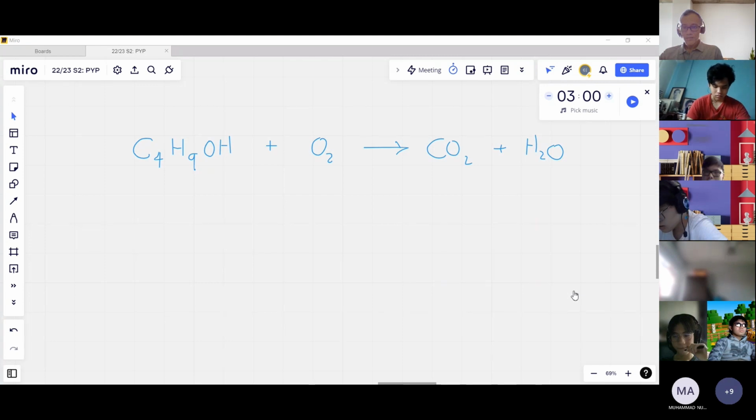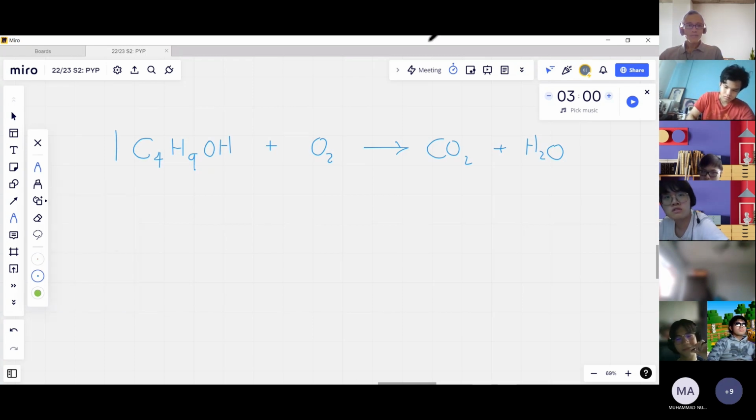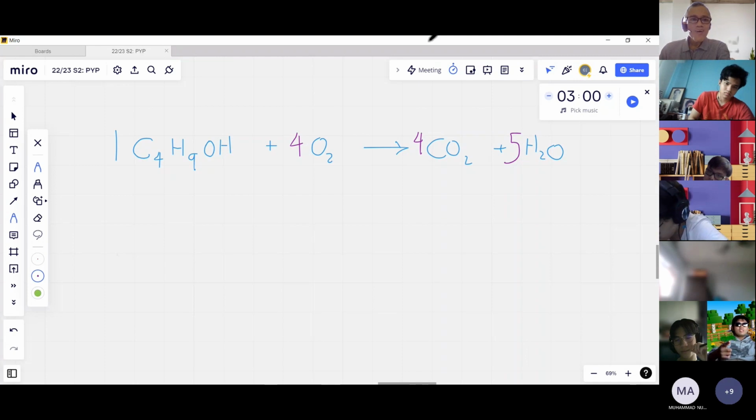Gerald, tell me what are the coefficients for this equation? Should be 1, 4, 4, 5. Okay, let's see. Let me use a different color. 1, 4, 4, 5. Okay, guys, all right, check his answer. Make sure everything balances. Does it look right?